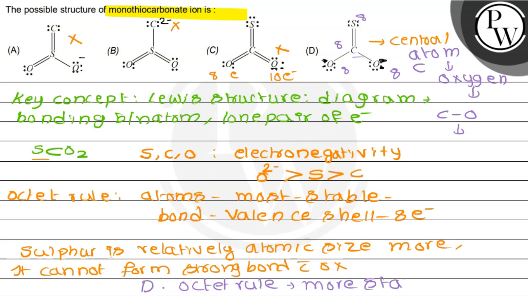So it is the possible structure of monothiocarbonate. The final answer here is option D.